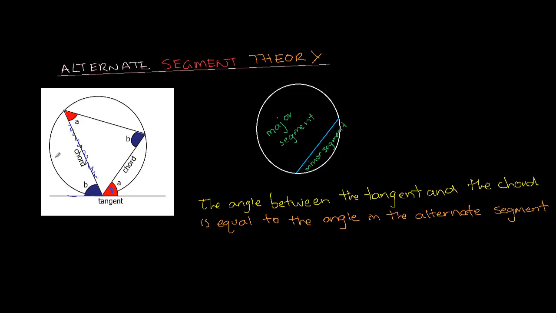So now this would be the minor segment, and this would be the major segment, because this side here has got less stuff in it, and this side's got more stuff in it, more space. So the angle between this tangent and this chord is equal to the angle in the alternate segment, which is this thing over here, this little blue B.